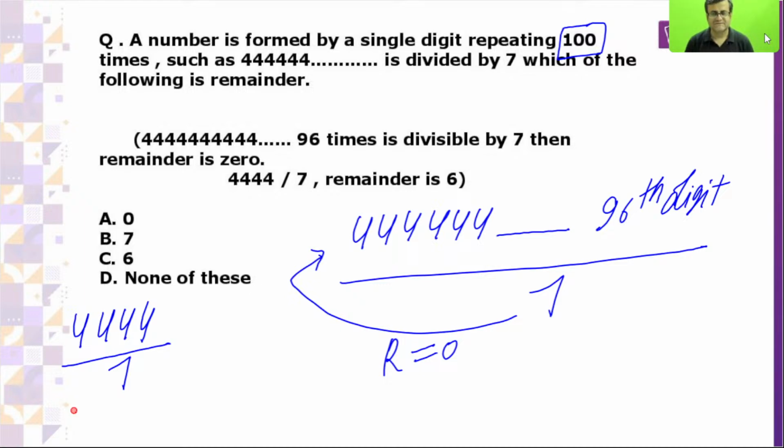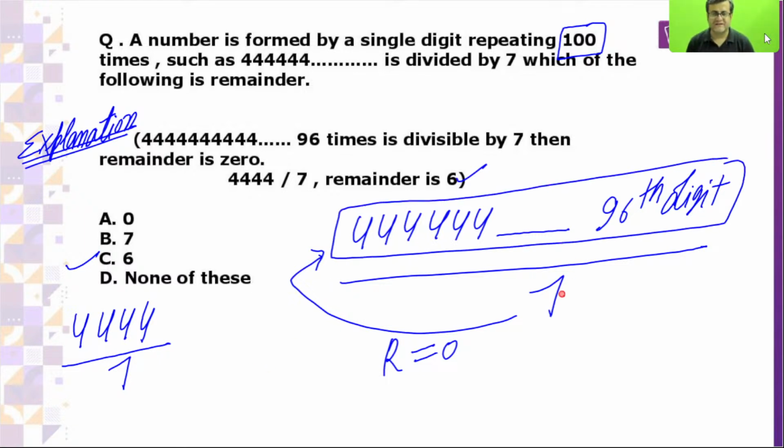Okay, beta. If you divide, the explanation is there. The answer is given. Remainder is 6. This is the explanation. I'm not asking you to find it. I'm just asking you to understand the same. Don't try to find. Just try to understand. Answer is given. Explanation is given. It is written: we should take last 4 digits. Yes, exactly. Till the 96th digit, that is divisible by 7 for sure.